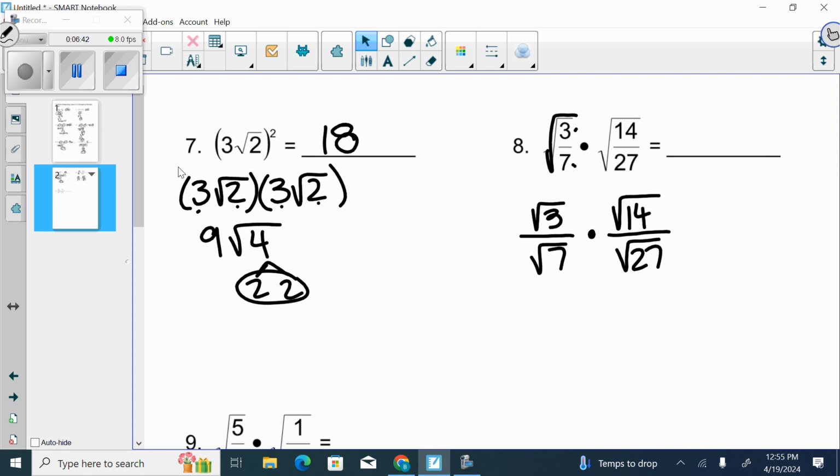Okay, now remember, whenever you multiply fractions, you multiply the numerators, so the top, and you multiply the denominators, the ones on the bottom. Okay, so in the top, I have 3 times 14. 42, and they're under a square root, right? So square root of 42. And then in the denominator, I've got 7 times 27, which would be 189.